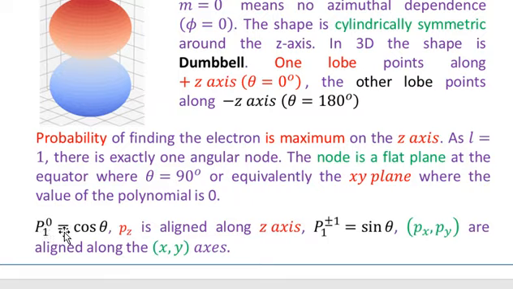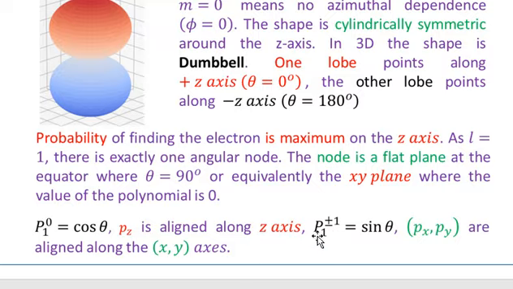P1 of 0 is equal to cos of theta, and pz is aligned along the z-axis. This is what we have found. And the next thing that we shall discover is P1 with plus minus 1. These plus minus 1 are the values of m, that is, the values of the magnetic quantum number. And this l at the subscript is the value of the orbital quantum number. So we have the value of l, which is equal to 1, and we have the values of m, which is equal to plus minus 1. These will be discussed in the next slides.